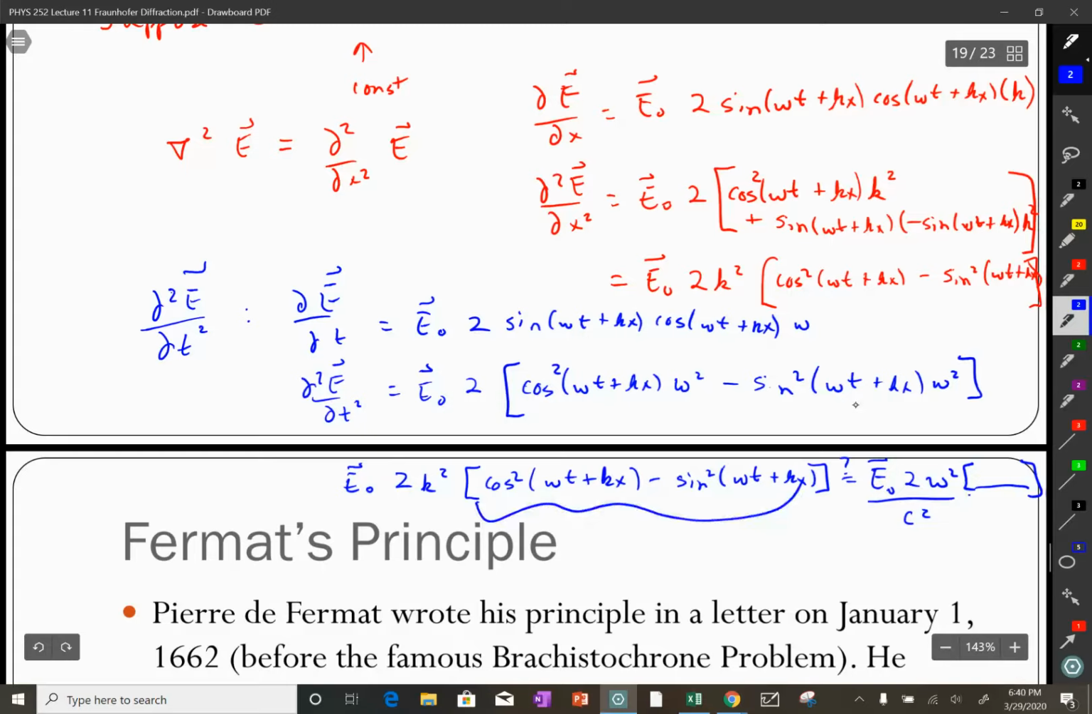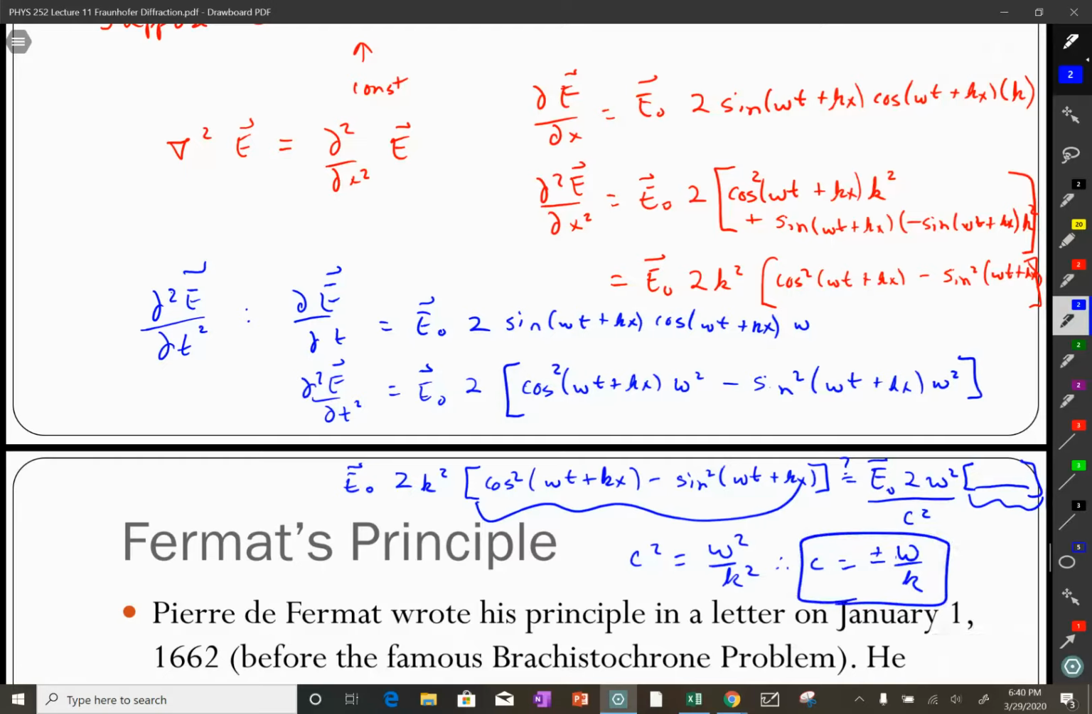This here and this here were the same. And in fact, the E0s were on both sides. The 2's were on both sides. So basically what I have is c squared is equal to omega squared over k squared. Certainly that is acceptable. That's workable, and we actually have the speed is equal to plus or minus omega over k. Don't have to put a plus square root because they were squared. And so that is a fit. It's a solution to the wave equation.